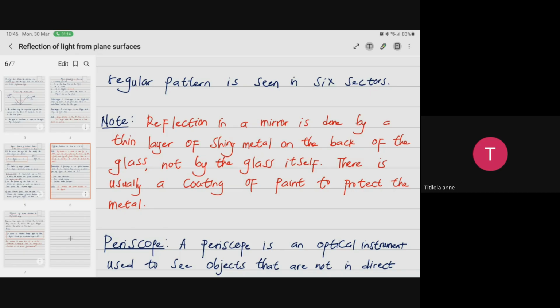So what actually brings about the reflection is that tiny layer of the shiny metal on the back of the glass. This is your UTME question, take notes. So that's what brings about the reflection, not the mirror itself, right? And there's usually a coating of paint to protect that very metal, right? So it's important to know what brings about reflection.